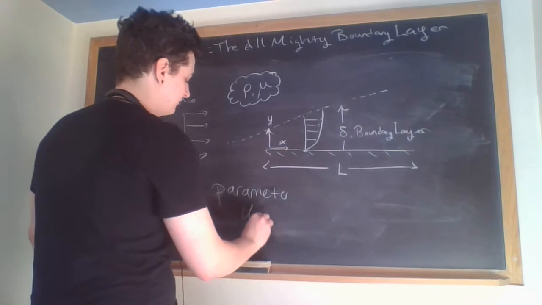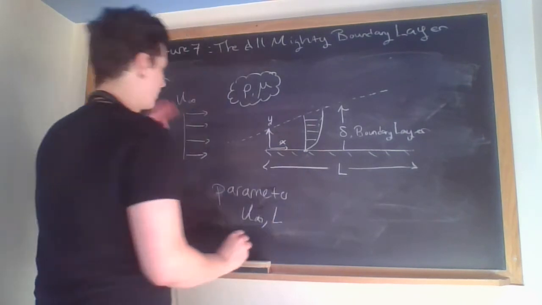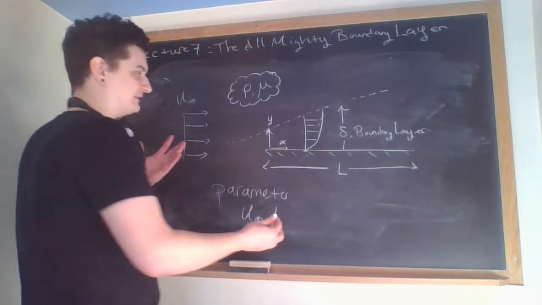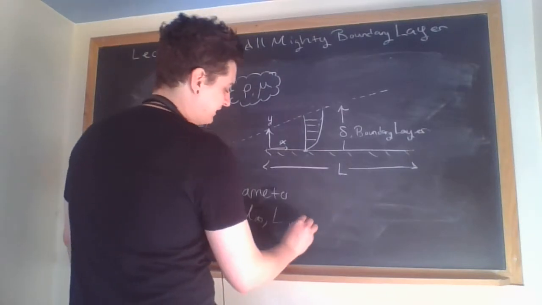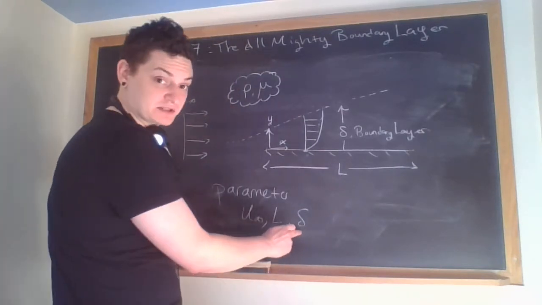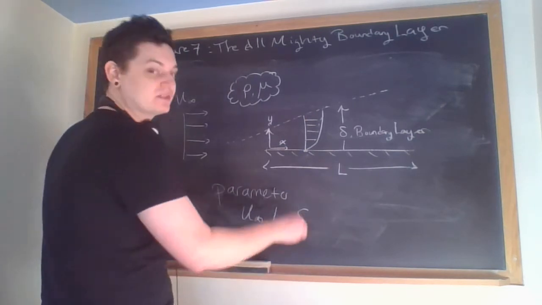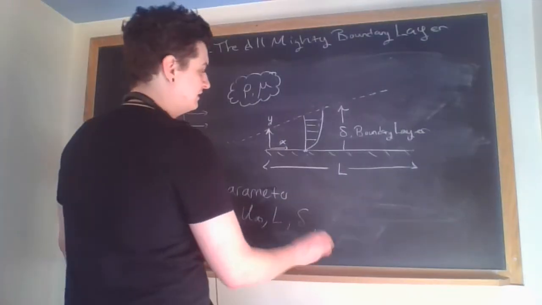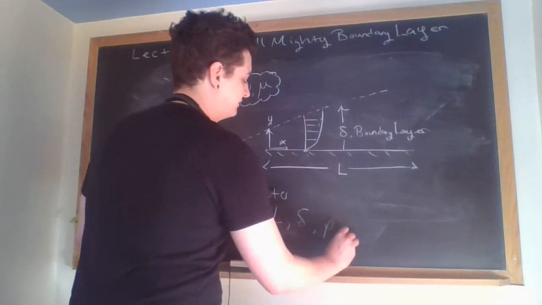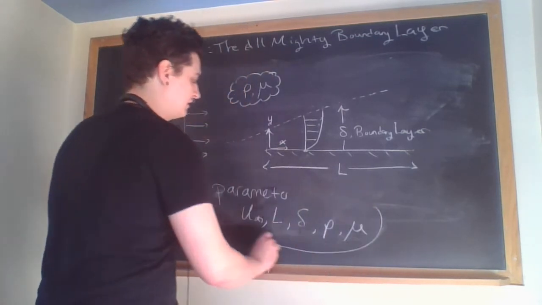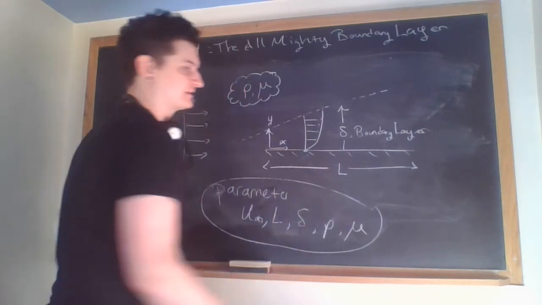I have an external flow, far field flow, the air flow, etc. I have the length of my plate. I have the boundary layer, which is a parameter. We don't know it, but just like we didn't know the time constant, we're going to do stuff to figure out what delta is. What else do I know? I know the density of fluid, and I know the viscosity.